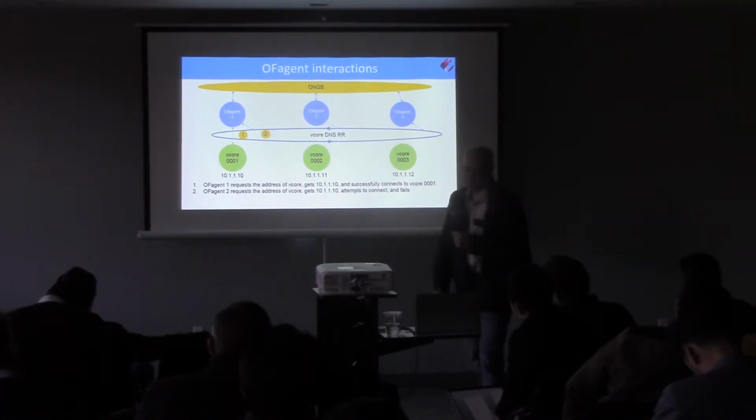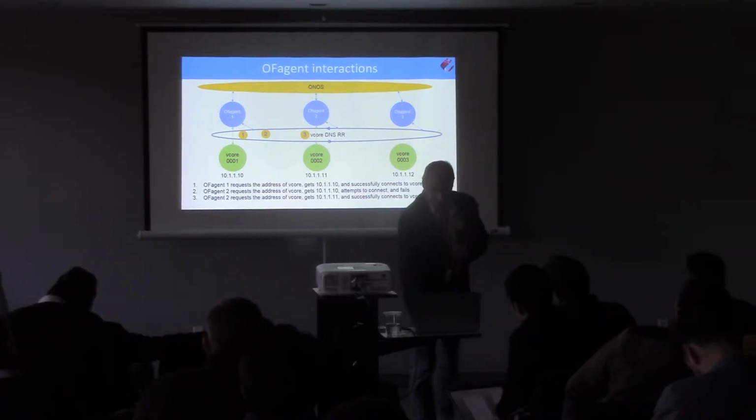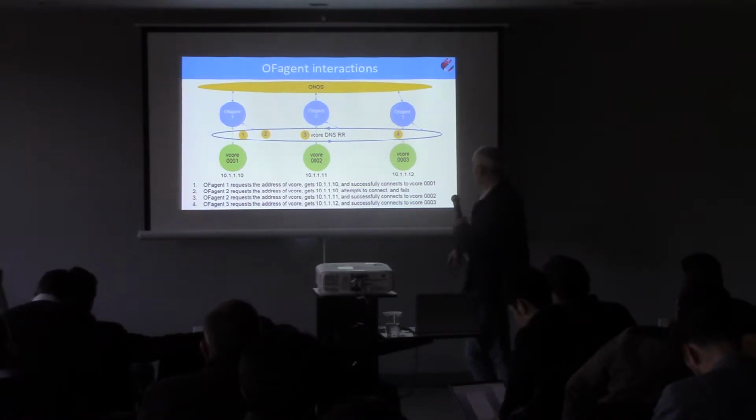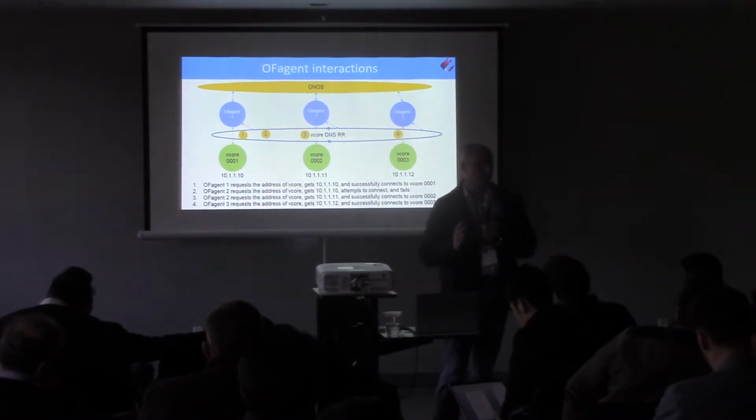It tries again, and I'm going to make this very short. It succeeds. And then this one, lo and behold, just tries and gets the IP address of the third core. And then you see the relationship between the cores and the OF agents. This is the only exception that doesn't go through the proxy.